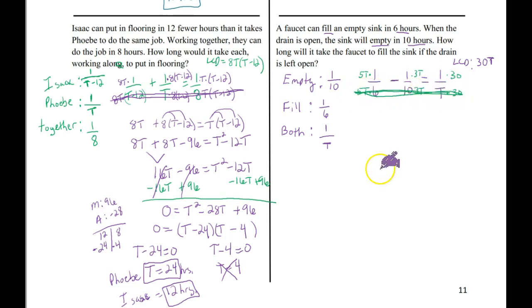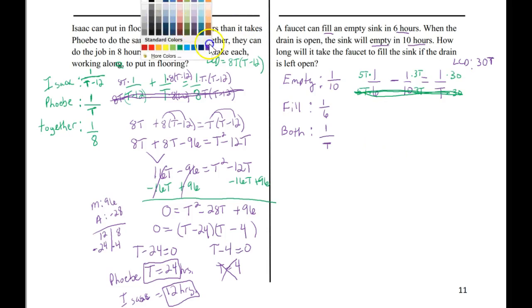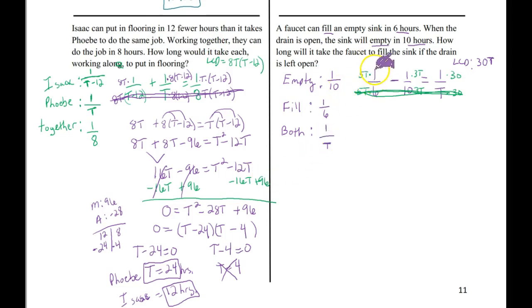I can clear out those denominators. Again, the reason is because I can multiply everything by the LCD, and they would divide out. What's left is the numerator. 5t times 1 is 5t. 3t times 1 is 3t. And 1 times 30. Combine my like terms. 5t minus 3t is 2t. Divide by 2, and t must be 15. And since all of these are in hours, my units are in hours.